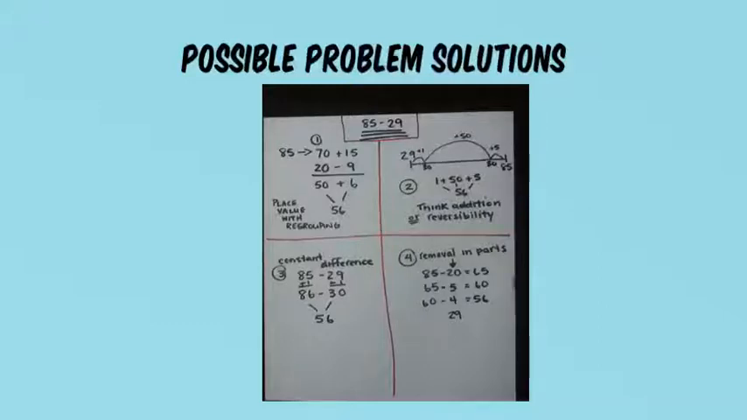Or you could use the skip line process, saying from 29 plus 1, and then skipping ahead 50, and then adding 5 more. So then you have 1 plus 50 plus 5, which equals 56.